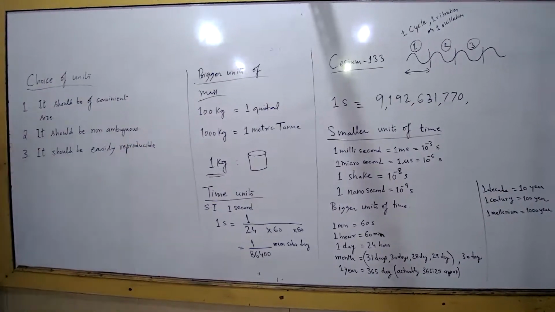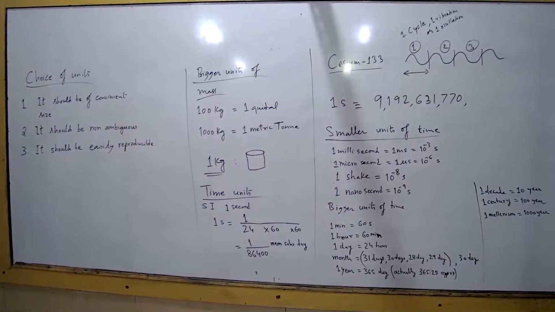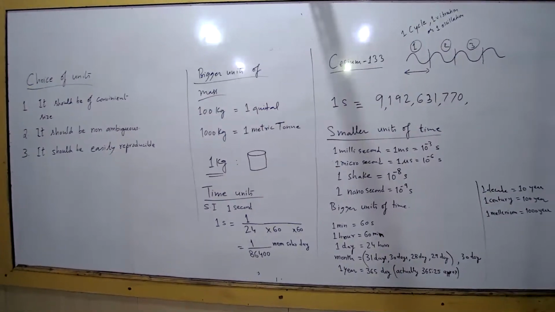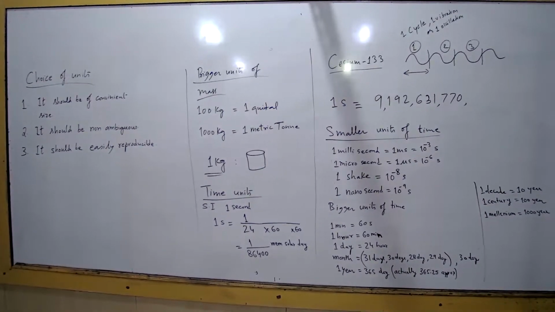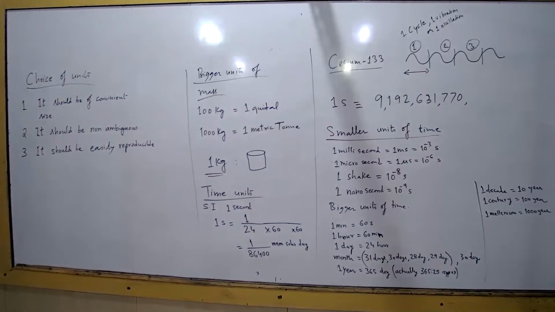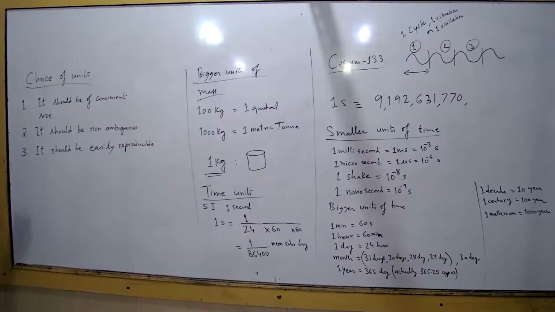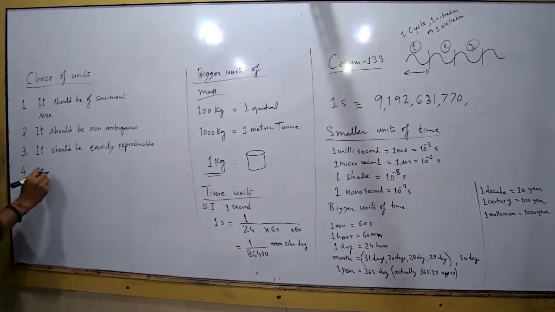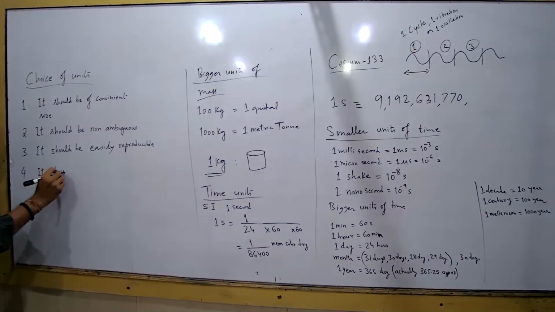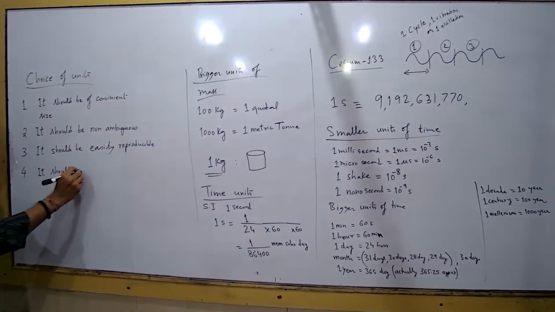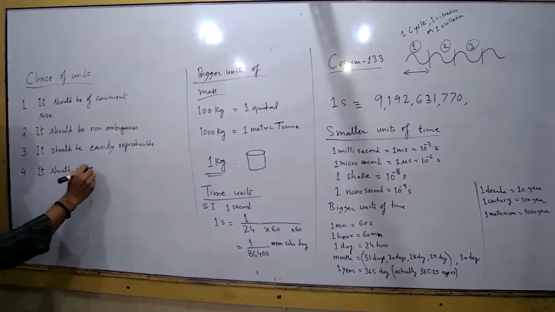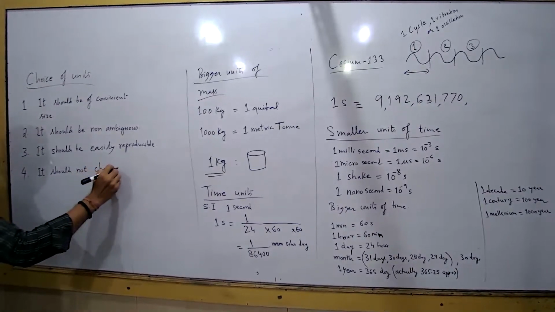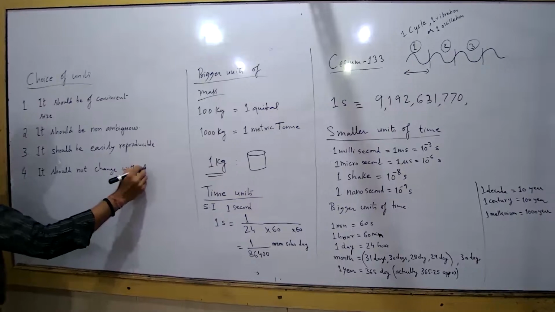What is the meaning of it? Let us say your instrument becomes old or lost, then will you not be able to measure anymore? You can, right? It should be easily reproducible or available. Right? 4. It should not change with space and time.